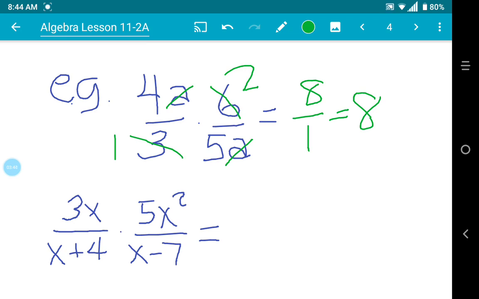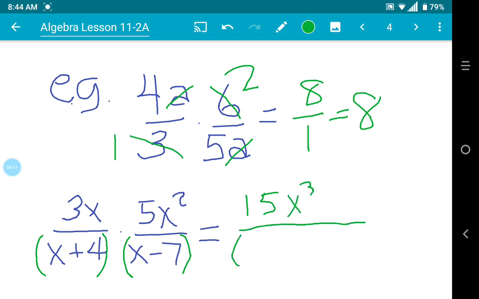Oh my, I have quantities on the bottom. I think so that I don't accidentally try to cancel part of one of those, I'm going to put them in parentheses, because then I know it's either that whole quantity or nothing, because you can't take part of a factor, you got to take the whole thing, right? Oh, so there's nothing that cancels then, right? So I guess I just multiply straight across, and 3 times 5 gives me 15. x times x squared gives me x to the third, all over x plus 4, x minus 7.